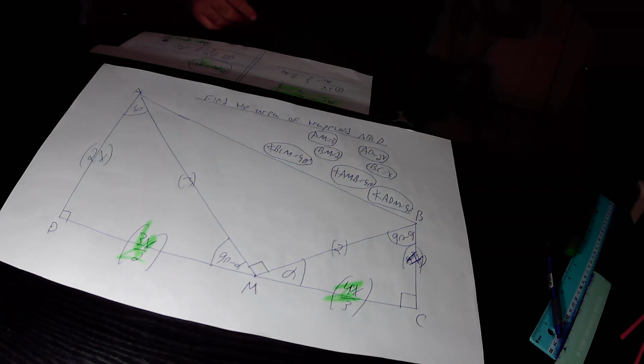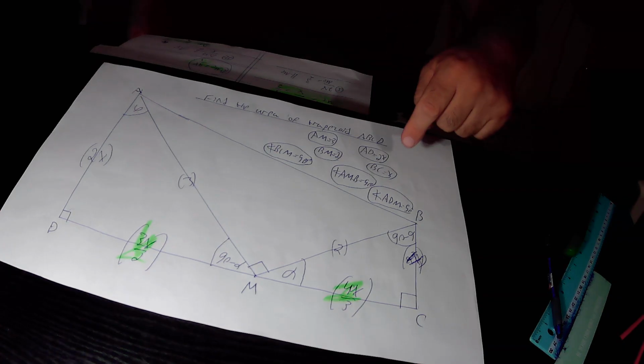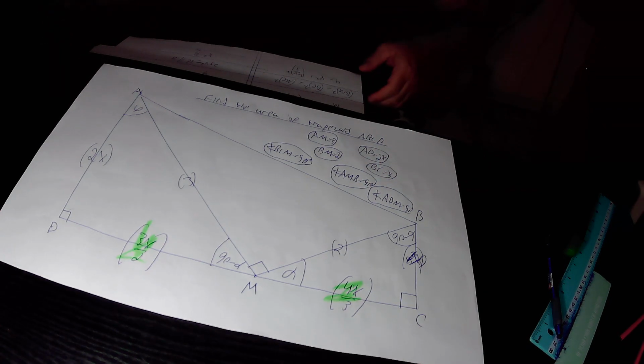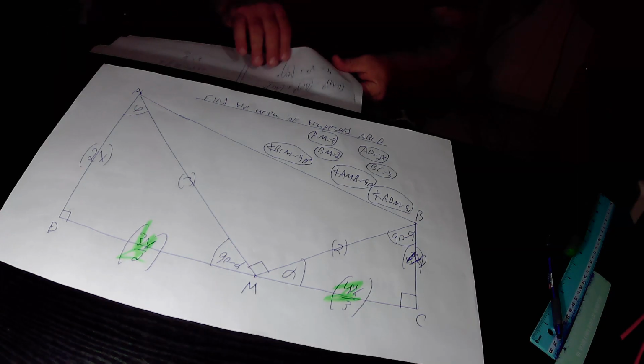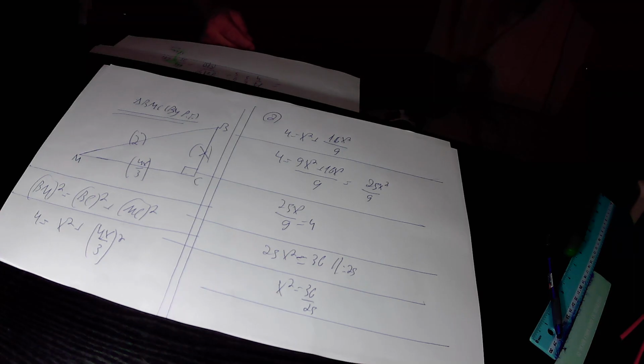In the next step, I copied this small right triangle BMC onto a new page and implemented the Pythagoras theorem on this small right triangle BMC. So this is the small right triangle BMC that I copied from the original drawing.